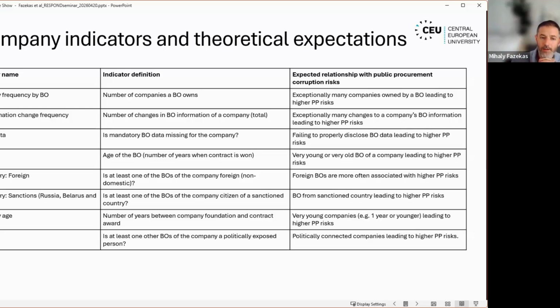No beneficial ownership information, or frequent change to this information. These are attempts at hiding in spite of a stringent transparency requirement. Looking at the age of the beneficial owner, very young or very old, so outliers again, would be risky. Then there are a couple of beneficial owner country, citizenship or residency kind of indicators.